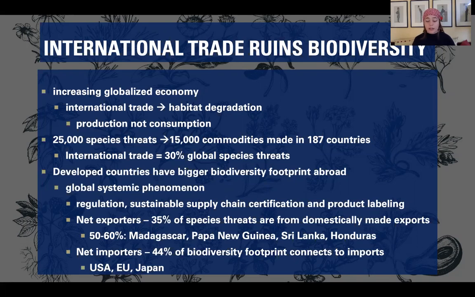Developed countries import high amounts of coffee, tea, sugar, textiles, and fish products, among others, which contribute to a bigger biodiversity footprint abroad where the products are produced rather than at home where the products are consumed. Biodiversity loss is a global systematic phenomenon rather than a one-way blaming and condemning of polluting producers alone without the context of consumer demand, which is pretty much the whole reason it's done anyway.